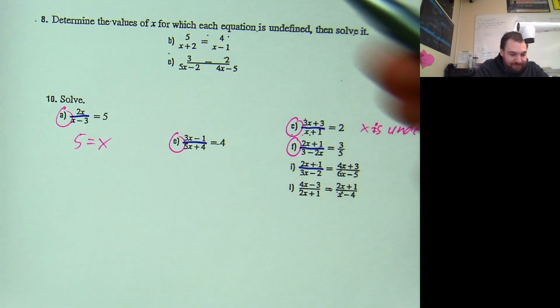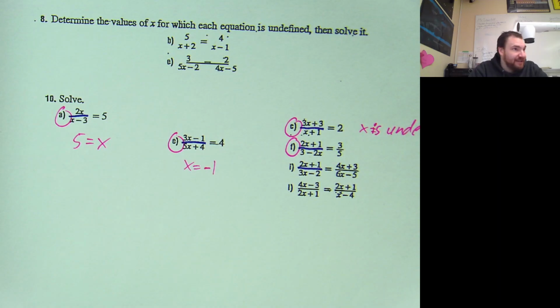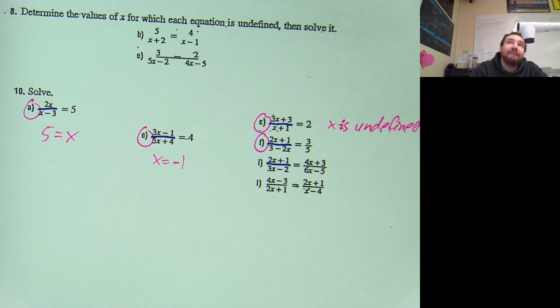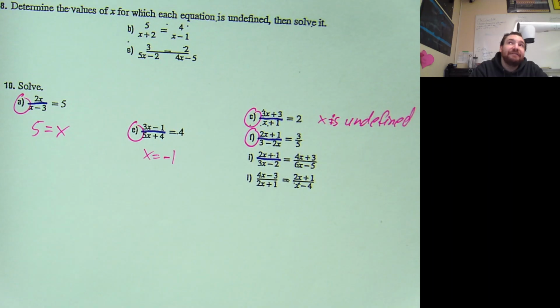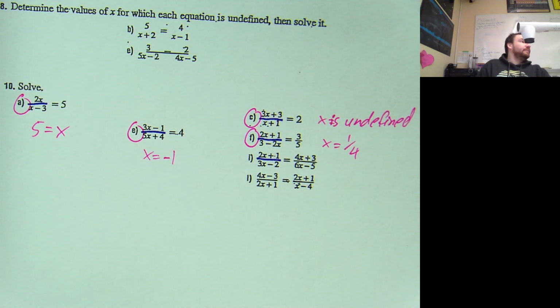Carolyn. Can someone verify? x equals -1. Aminat got it? Okay. And F. Aminat. x equals 1/4. Can someone verify? Carolyn got it too? Okay. So there they are.